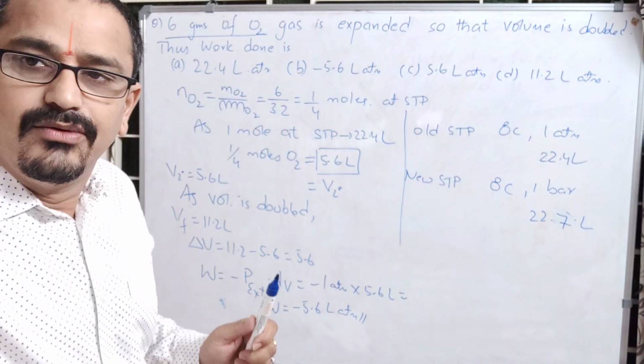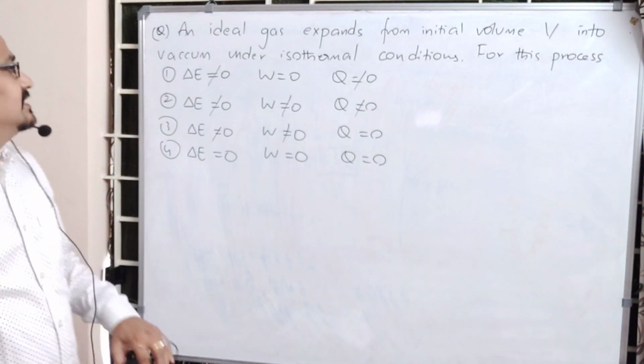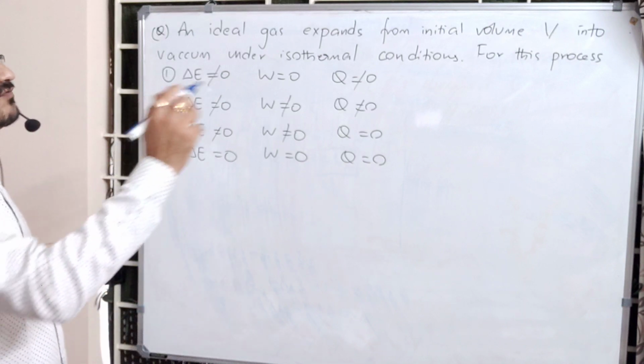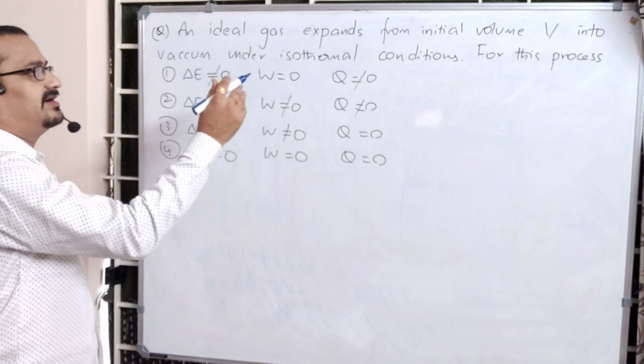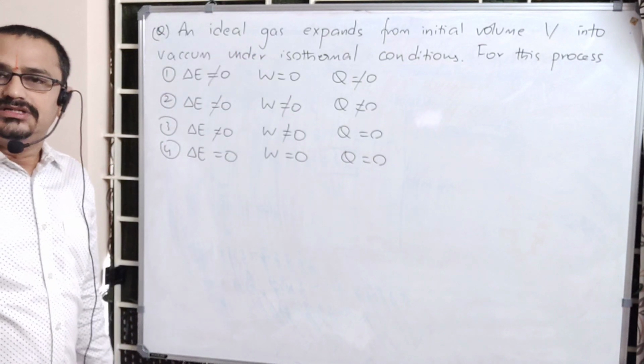So let us see one more question. This is another question for us from thermodynamics. An ideal gas expands from initial volume V into vacuum under isothermal conditions. For this process, which option is more suitable?